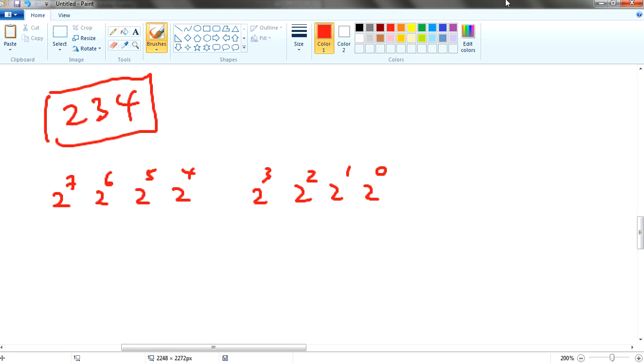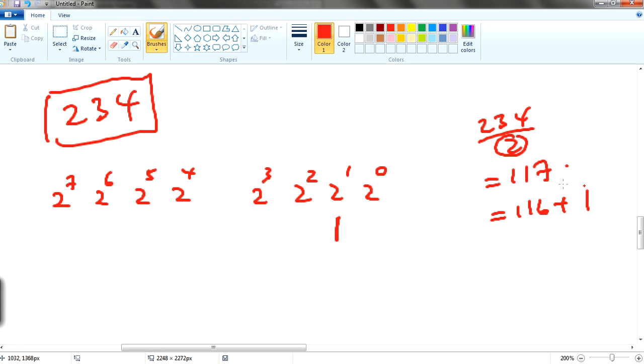What can you do? The first thing you need to do is to divide 234 by 2. You have 117. Since it is divided by 2, you know there will be a 2 over here, so it's 1. Since 116 goes to 116 plus 1, this is 117, and there's only one odd number over here. 2 to the power of this is 1, so you know there will be a 1 over here. So you can straight away continue to divide by 2.